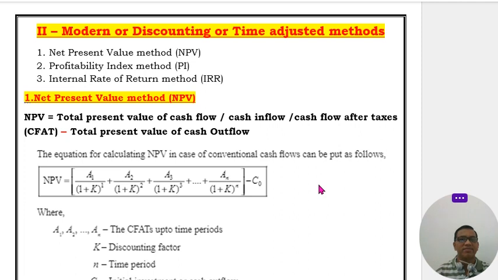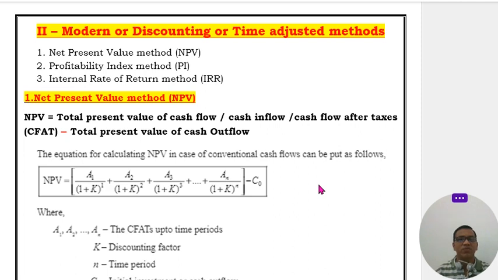Generally, cash outflow is always in present value only, because you are investing today and expecting the cash inflows in future. So outflow is always at present. There is no need for conversion, as it is already at present value. Unless there is a requirement, we will not convert.